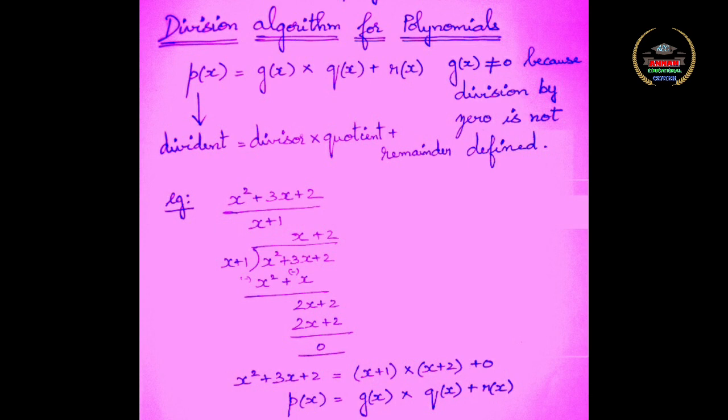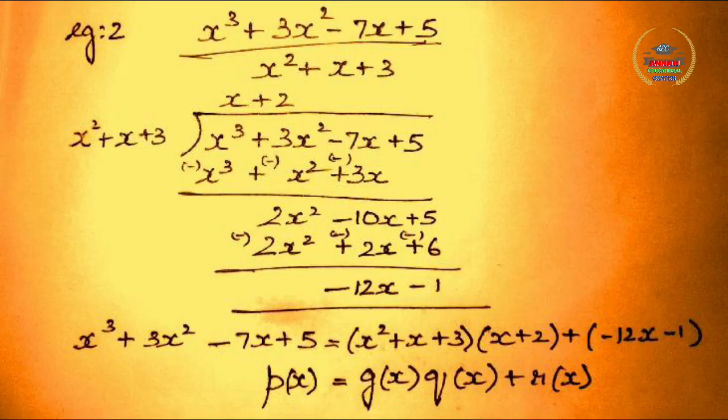I will give you one more example of a slightly higher degree. Let us take a cubic polynomial. We are going to divide a cubic polynomial x cubed plus 3x squared minus 7x plus 5 by a quadratic polynomial x squared plus x plus 3. When you divide, your p of x is going to be x cubed plus 3x squared minus 7x plus 5, and g of x is going to be x squared plus x plus 3.